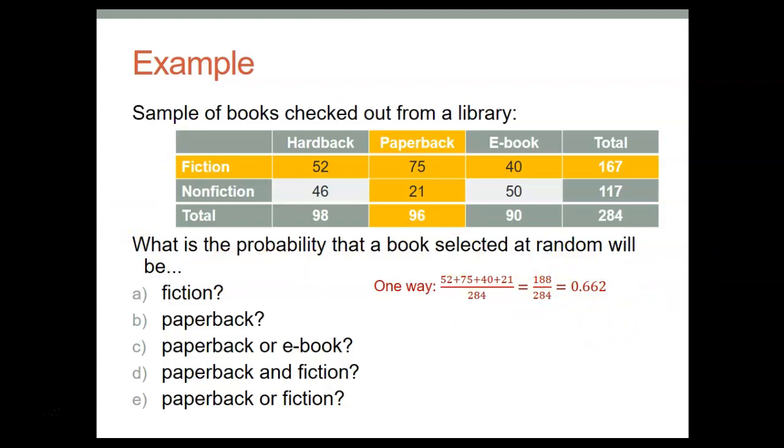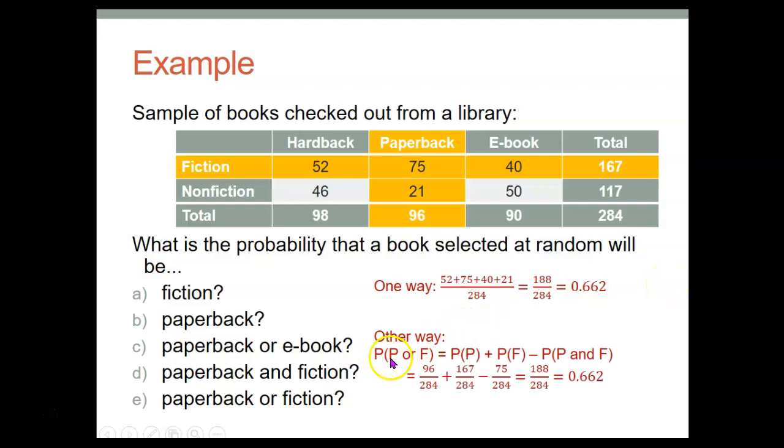The other way we could figure this out would be by using that addition rule 2. The probability of being paperback or fiction would be the probability of being paperback plus the probability of being fiction minus the probability of being paperback and fiction. So probability of being paperback, 96 over 284, plus probability of being fiction, 167 over 284, minus probability of being paperback and fiction, 75 over 284. And if you calculate that out, it does come out to be 188 over 284, which is 0.662.